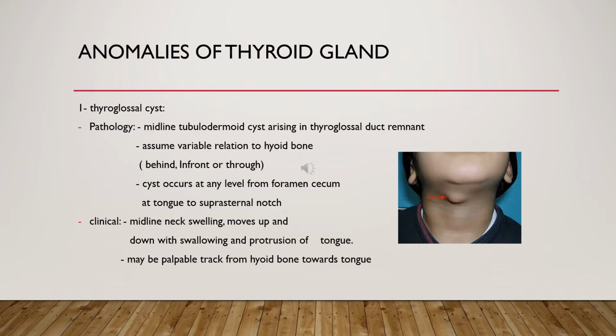Anomalies of thyroid gland. Thyroglossal cyst. Pathology: it is a midline tubulodermoid cyst arising in a thyroglossal duct remnant. It assumes variable relationship to the hyoid bone, behind, in front, or at it. The cyst occurs at any level from the foramen cecum of the tongue to the suprasternal notch. Clinically, it represents a midline swelling that moves up and down with swallowing and with protrusion of the tongue. There may be a palpable track from the hyoid bone towards the tongue.